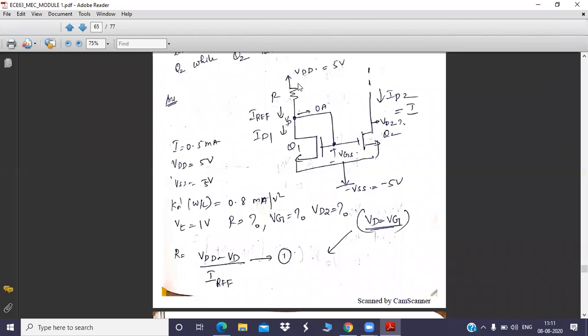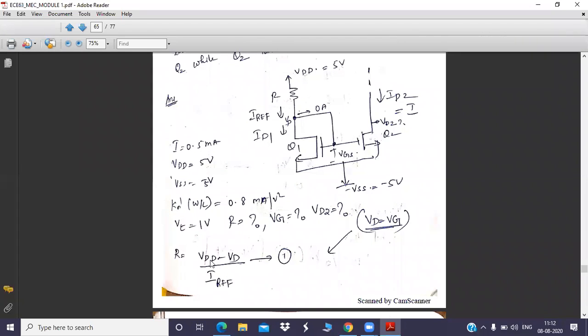Bhavani, any idea? You can see the VDD. You can see the physical connection of R at one end. At this particular end, what potential do I have? VDD. Fine. At this end, what do you have? VD. So what is the difference? VDD and VD.